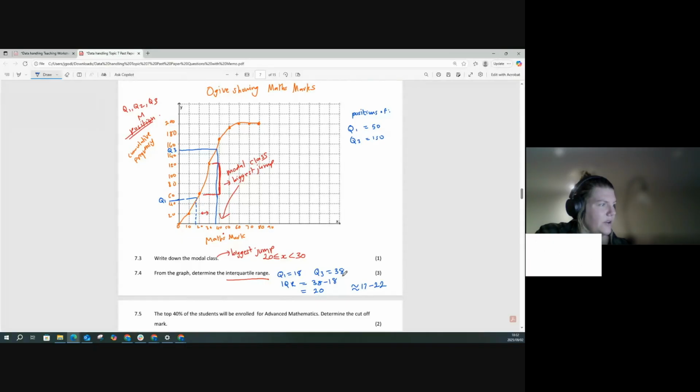Okay, this is a good question to have again, because this was one that people struggled with. The top 40% of the students will be enrolled for advanced mathematics. Determine the cut-off mark.